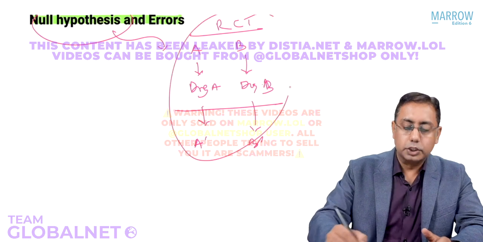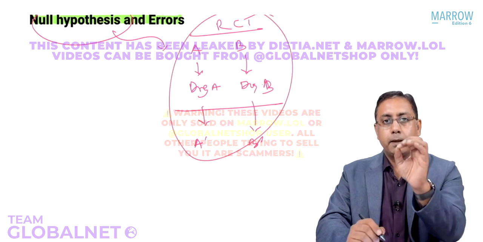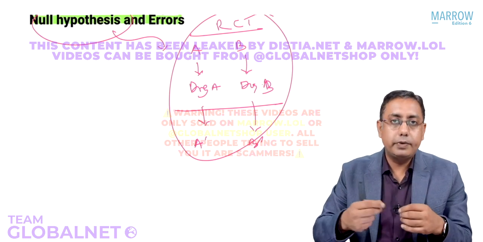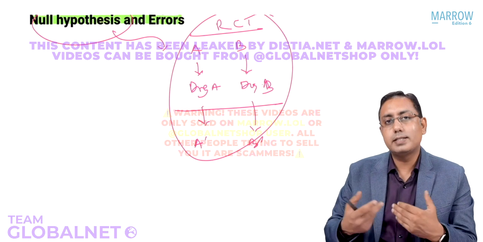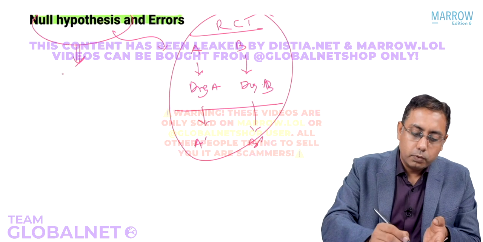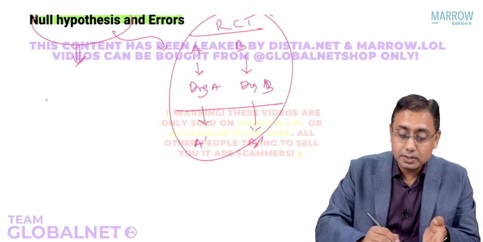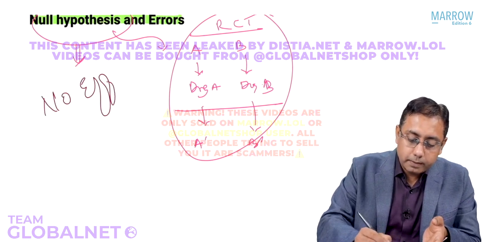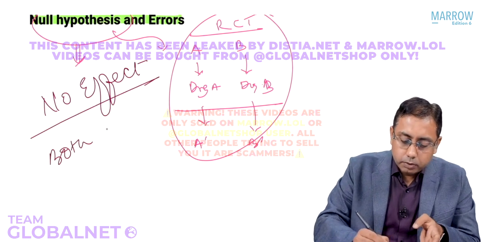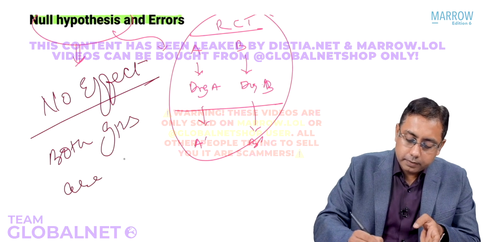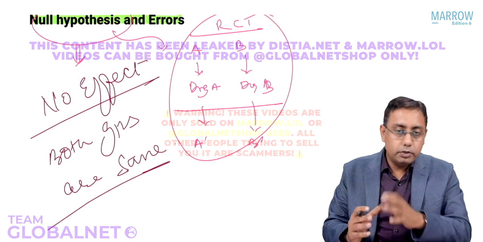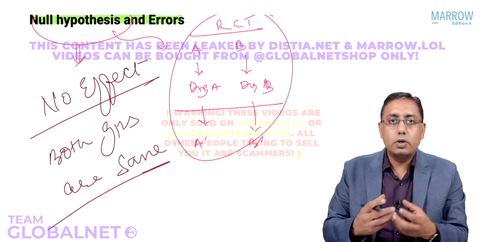Whenever we do research, mark my words, before doing the research, we are going to generate a hypothesis, and that hypothesis is called the null hypothesis. What do you mean by null hypothesis? Please write down in big capital letters. Null hypothesis means that there is no effect. Null hypothesis means that both the groups are the same. Whenever you start any research, you start with a hypothesis that you're not going to find the effect. That is what the null hypothesis is.